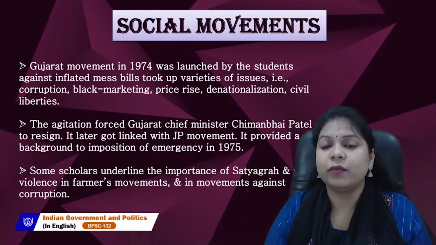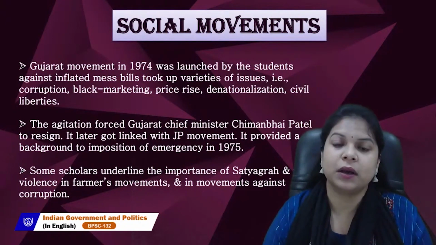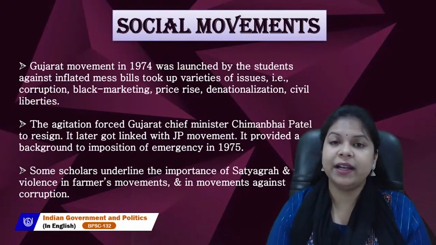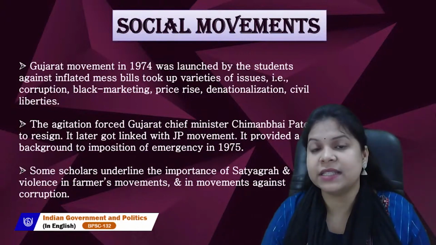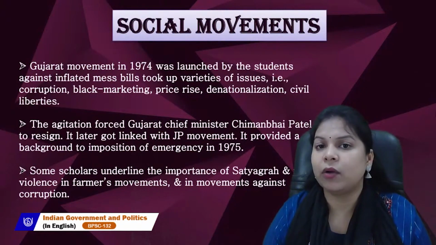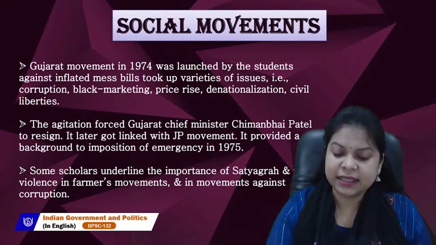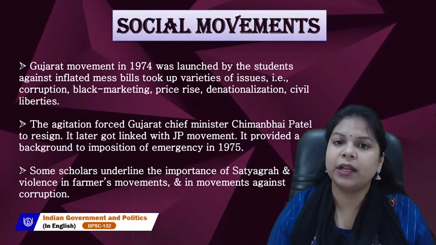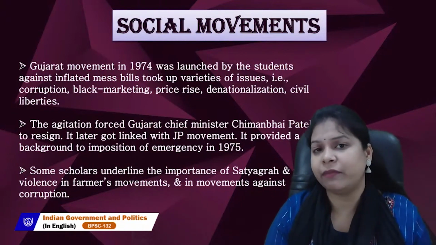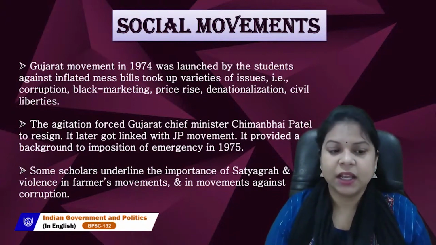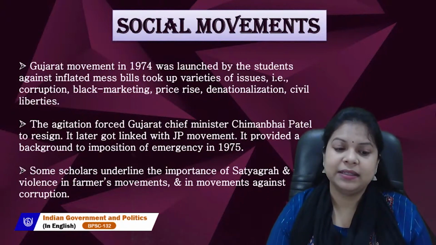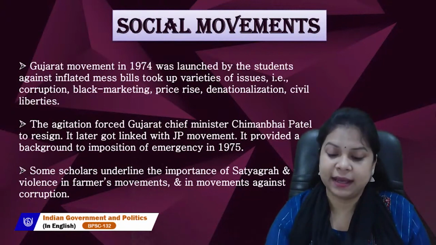It later got linked with the JP movement, the Jayaprakash movement that was going on. So this agitation was linked with that, and it provided a background to the imposition of emergency in the year 1975. In the year 1975, the emergency was announced by the Indira Gandhi government, and the movement which was going on in 1974 was one of the events happening before the imposition of the emergency. So some scholars underline the importance of satyagraha and non-violence in farmers' movements and in movements against corruption.